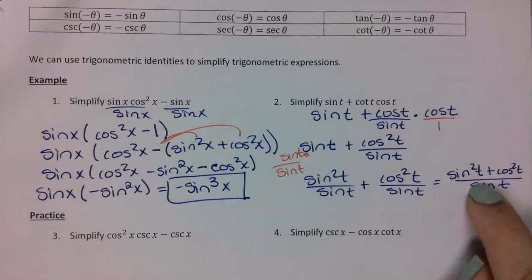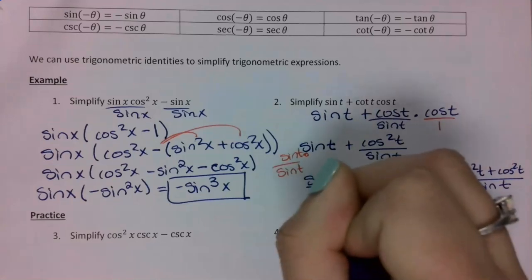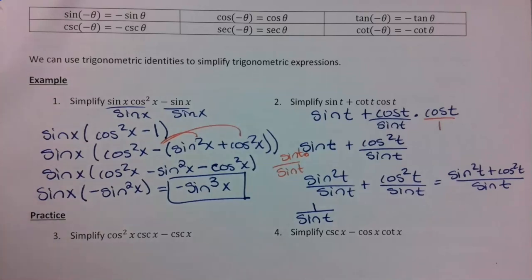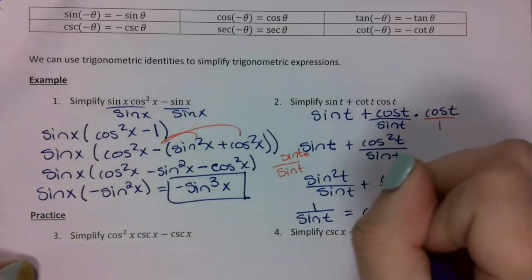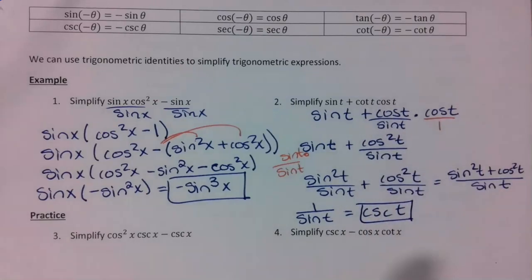So sine squared plus cosine squared is a Pythagorean identity, so I can rewrite this as 1 over sine of t. Is there a way I can rewrite this so I don't have a fraction? What is it? Cosecant. So questions here on number 2.